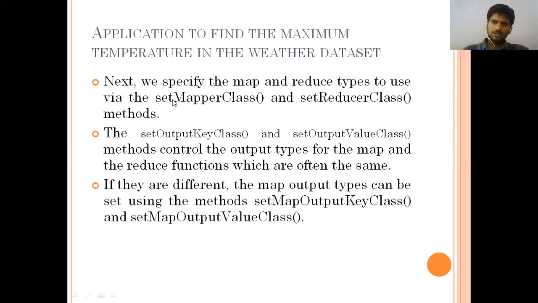The mapper class is going to get the input, and the reducer class also takes input. Then through this it is going to set the final output key and final output value. If there are differences in the map output types, we can use set map output key class and set map output value class. So how is it going to be? These are different from the previous ones, the set mapper and set reducer. These are entirely different methods.